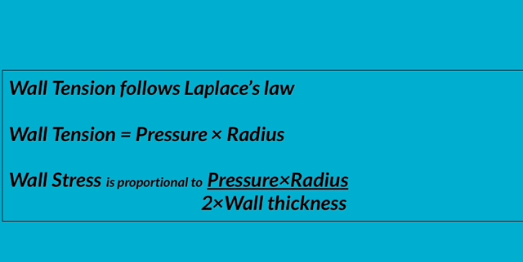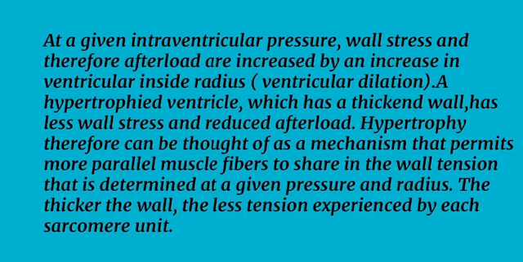Wall tension follows Laplace's law: wall tension equals pressure times radius. Wall stress is proportional to pressure times radius over 2 times wall thickness. At a given intraventricular pressure, wall stress and therefore afterload are increased by an increase in ventricular inside radius, ventricular dilation. A hypertrophied ventricle, which has a thickened wall, has less wall stress and reduced afterload.